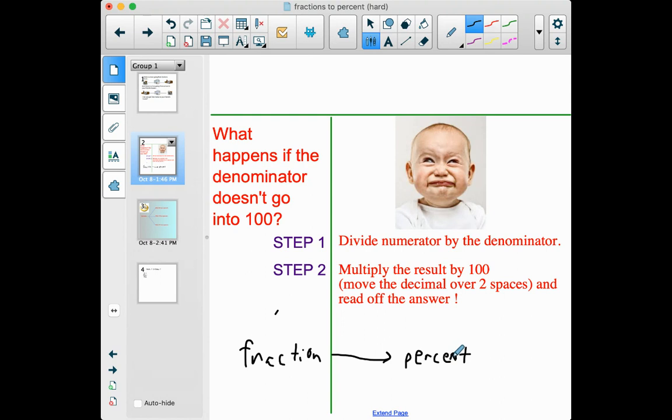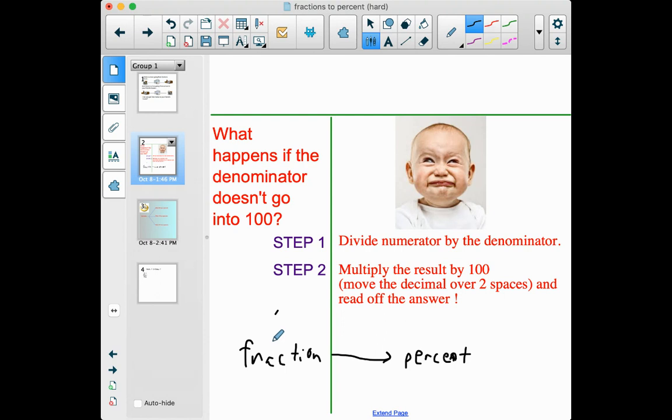Well, something that you might have thought of when we talked about that is, what if the denominator doesn't go into 100? What if there is no easy number I can multiply by to make it 100? And if you thought of that, congratulations, you are brilliant, and you're absolutely right. If we cannot get that denominator to be 100, we cannot just immediately turn the fraction into a percent. So the way that we have to do that is by using what we learned the last couple days.